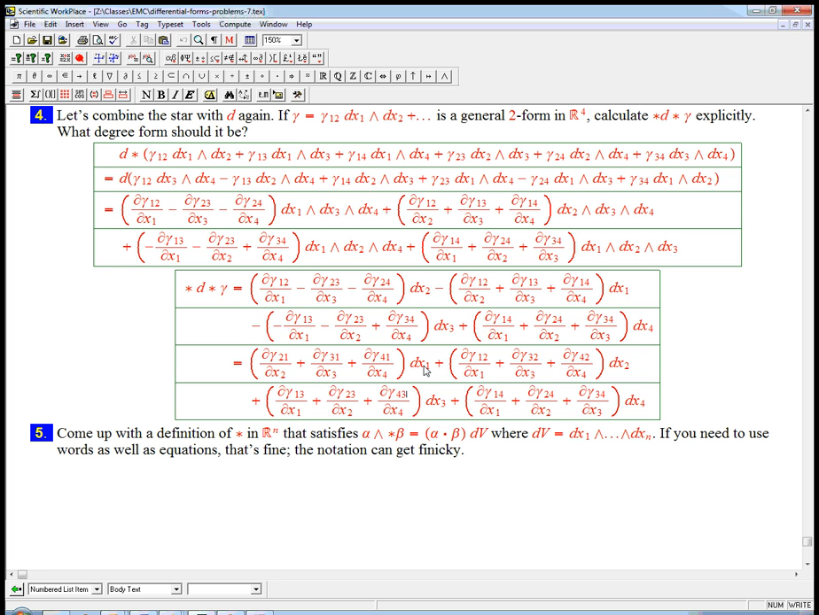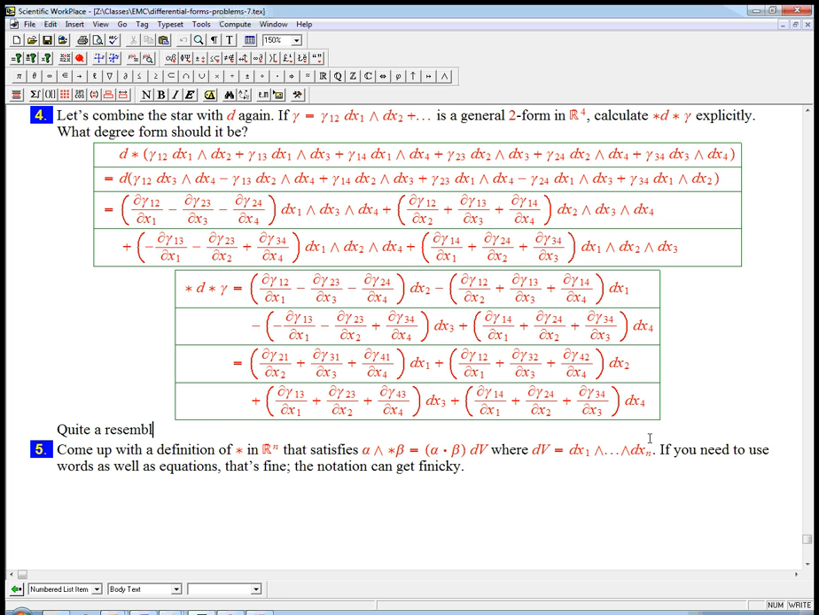In front of any particular one of the dx's, I look at components where maybe this last index matches, and then I look at essentially a divergence in the other index, but without the dx1, because that wouldn't make any sense. It wouldn't fit the pattern here. There's no derivative with respect to dx1 here. So this is really quite a resemblance, finally, to the divergence. You can definitely talk more about that. Star really is essentially the right generalization of the divergence.